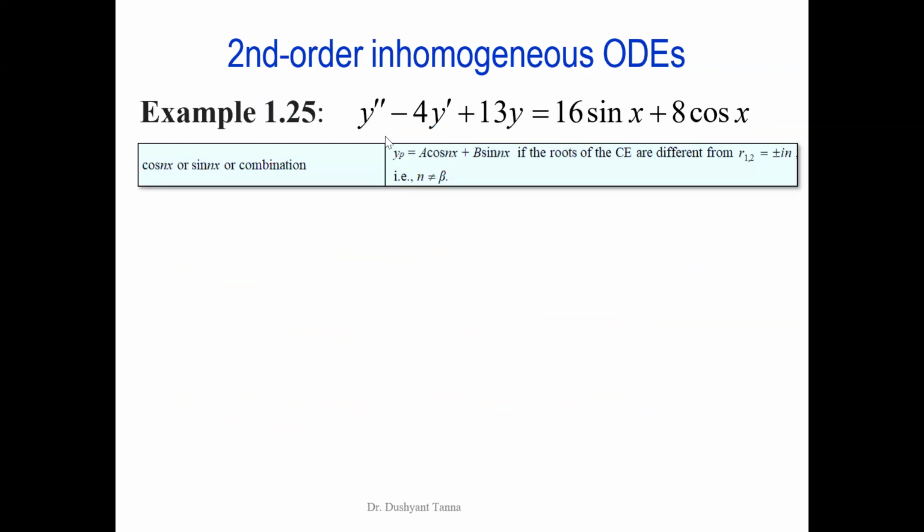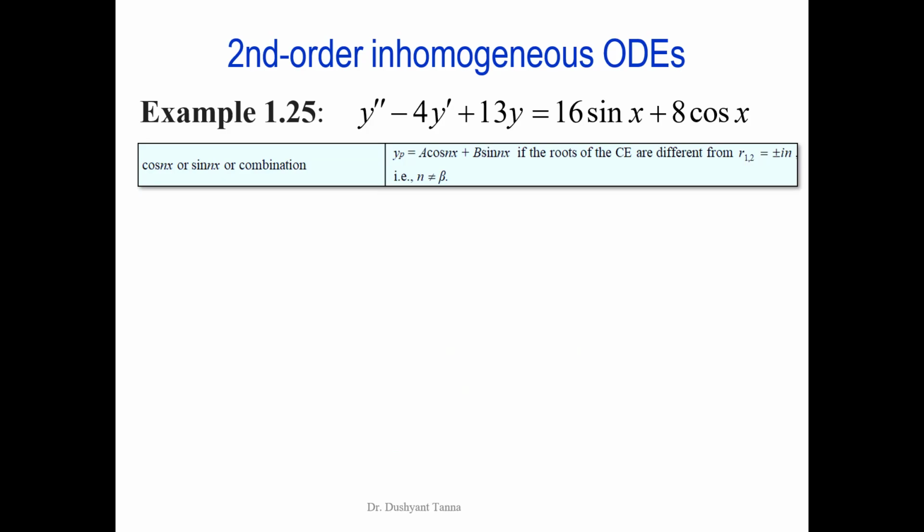y double dash minus 4y dash plus 13y is equal to 16 sine x plus 8 cos x. So that's a combination of sine and cos. We just have to make sure that our characteristic roots are different, so that the n, which we obtain from the alpha i beta part, is different from beta. Cool, so let's start with step 1, the characteristic equation.